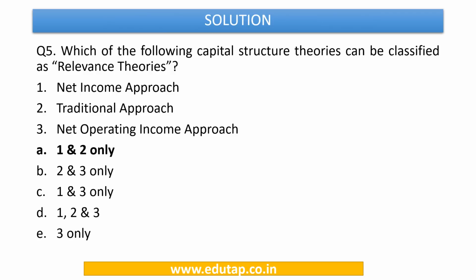So now we can easily answer this question: relevance theories in this case include the net income approach and the traditional approach. The net operating income approach is an irrelevance theory. So in this case, the answer is going to be option A, 1 and 2 only.